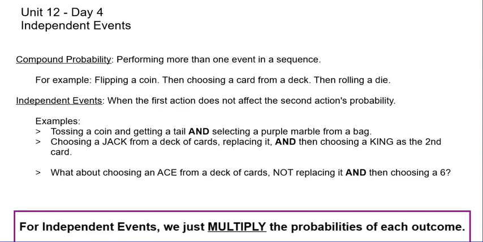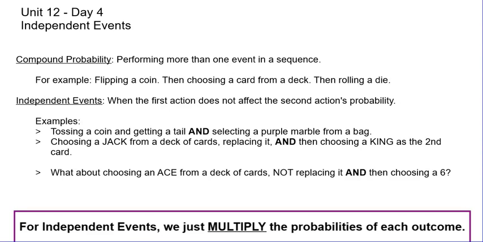All right, day 4, independent events. Compound probability is performing more than one event in a sequence. For example, flipping a coin and then choosing a card from a deck, then rolling a die. Independent events: when the first action does not affect the second one's probability.